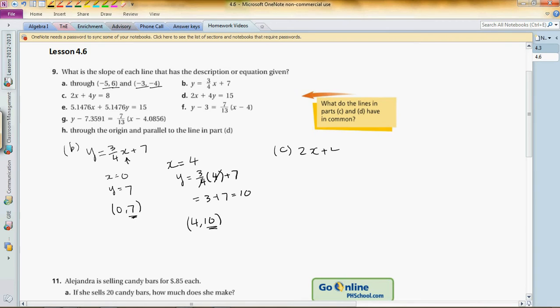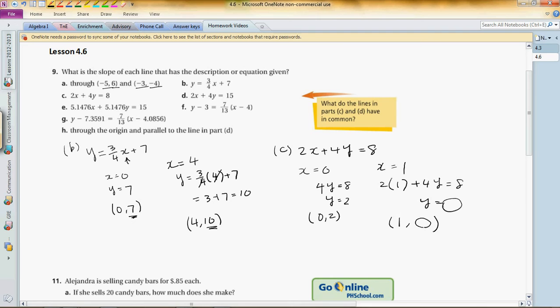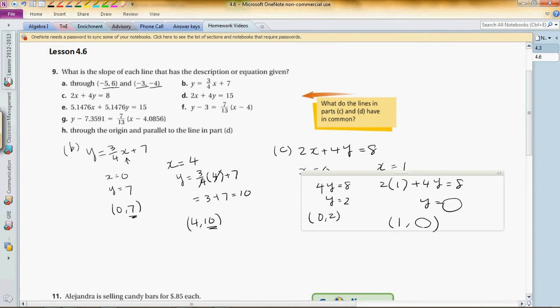2x plus 4y equals 8. If x is 0, then it will be 2 times 0 is 0, and 4 times y. 4y equals 8, so y equals 2. So that's the first point, 0 and 2. And then find another point by plugging in, for example, x equals 10, so that we have 2 times 10 plus 4y. Solve this equation, and you have y equals whatever the number, and then you have 10 and whatever the number, and once you get 2 points, then you can find the slope. So that's problem number 9.